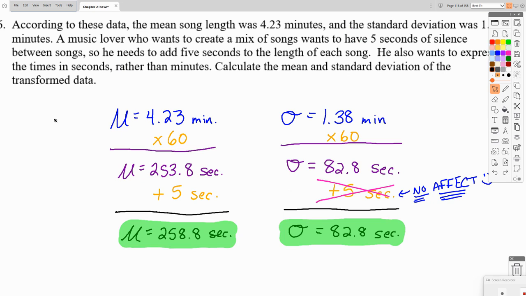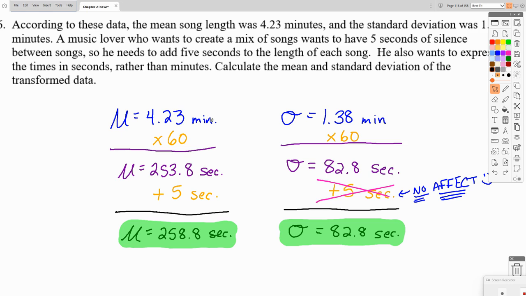All right, number 6. According to these data, the mean song length was 4.23 minutes. Standard deviation was 1.38. A music lover who wants to create a mix of songs wants to have 5 seconds of silence between songs. So he needs to add 5 seconds to the length of each song. He also wants to express the times in seconds rather than in minutes. Calculate the mean and standard deviation of the transformed data.